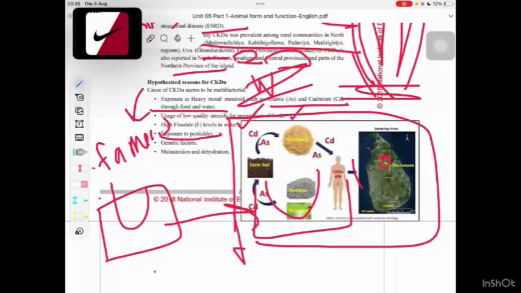Exposure to pesticides, like I said, farmers are the ones who are mostly exposed to pesticides and fertilizers. Genetic factors, malnutrition and dehydration. If you are weak, if you don't have a good immune system, then definitely you will get this CKDU, right?